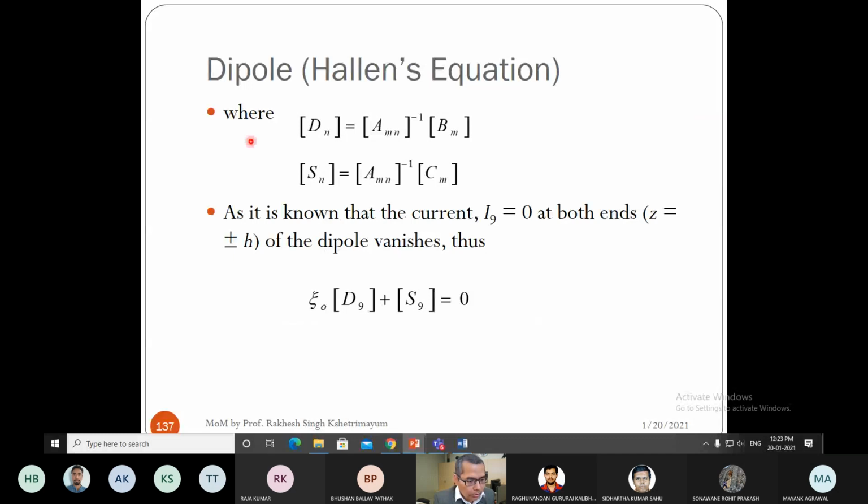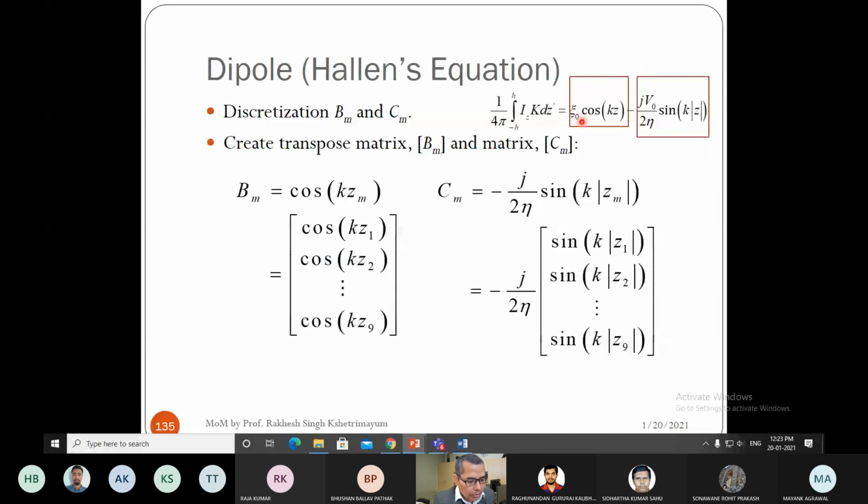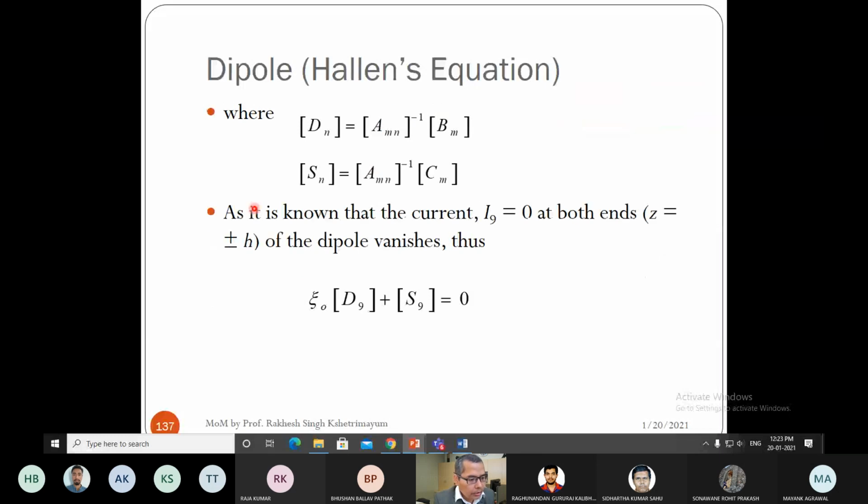One more thing here is I do not know what this Xi naught is. Xi naught is an unknown constant. How do I find out this unknown constant? Basically, at the ends of the dipole antenna you have an open circuit, so there won't be any current flowing there. Current would be 0 at the end. So the ninth component, I9, should be equal to 0. The current at the ends of the antenna is 0.